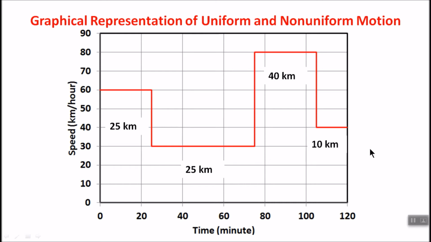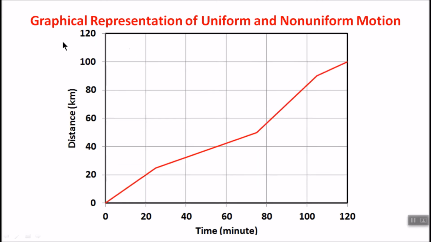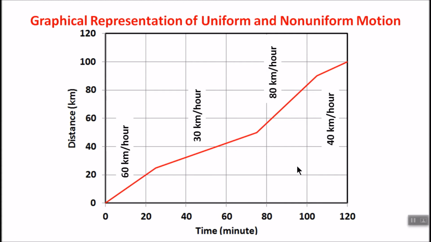The same non-uniform motion can be represented in the form of a distance-time curve, and we see that it is not a straight line but different segments of straight lines with changing slope. Like this slope shows 60 km per hour, this slope shows a different velocity, this slope shows a different velocity, this is a different velocity, showing a non-uniform motion.